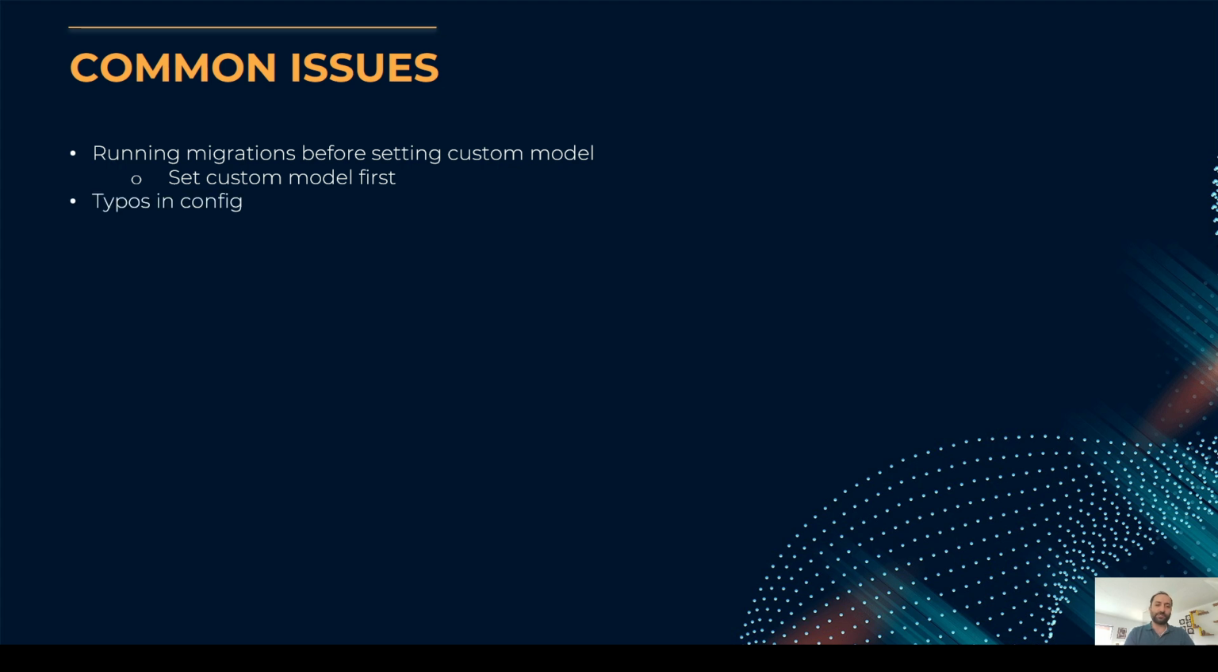Another common issue is typos in your configuration. This is a pretty frequent problem in general, but especially when setting important settings like auth user model. If the value is incorrect, it can cause issues that are hard to debug, since Django doesn't always throw a clear error for a typo in the configuration. As we saw in the previous video, even a small typo in the settings.py file, like the one we had with the database configuration, can break the project without a very obvious error message.